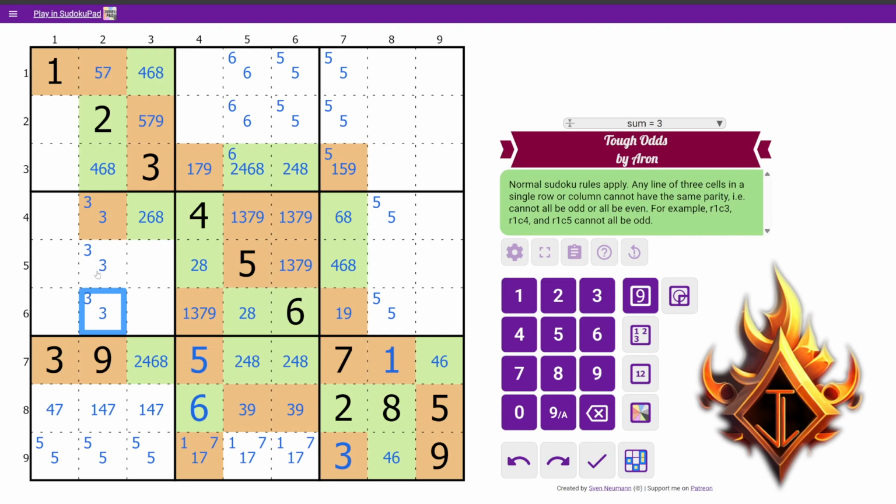If that was 3, this would be, well, it'd be 2. No, it'd be 4, 6, or 8. It'd be 6 or 8, because that would be 4. And then this one would be even. Right.